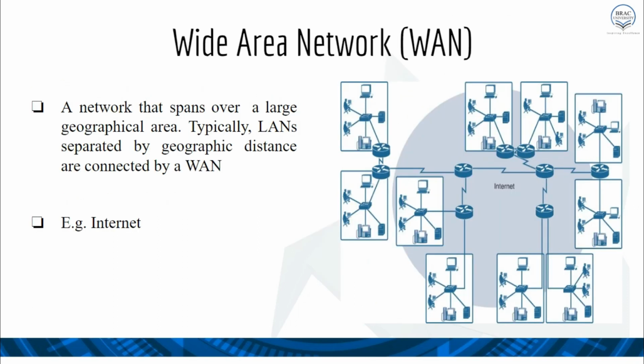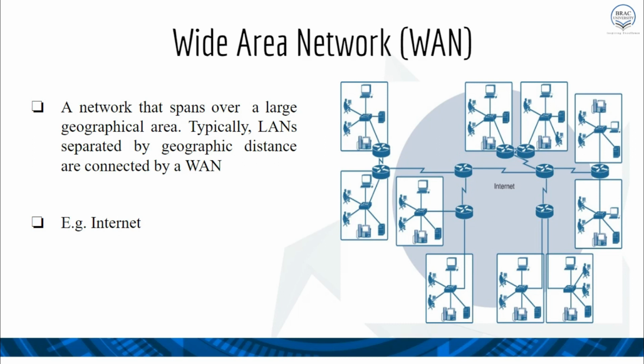And the last one and the biggest one is wide area network, also called WAN. It's a network that spans large geographical areas, typically LANs and MANs separated by huge geographic distances are connected using a WAN. An example can be the internet.